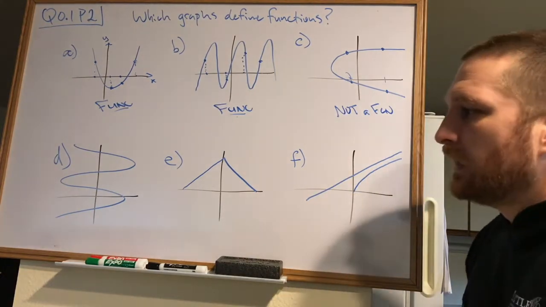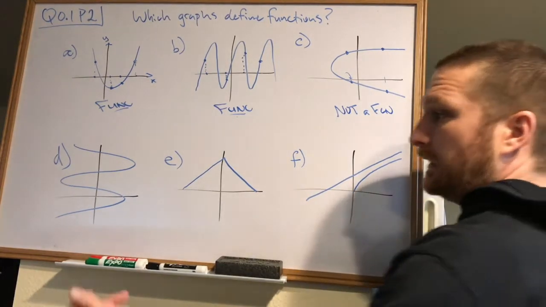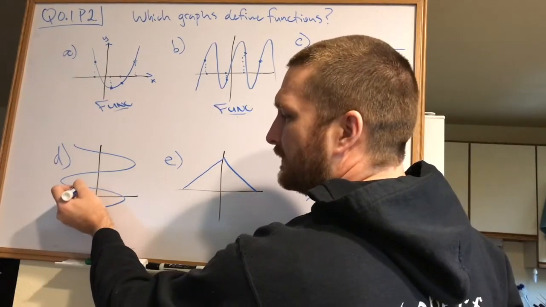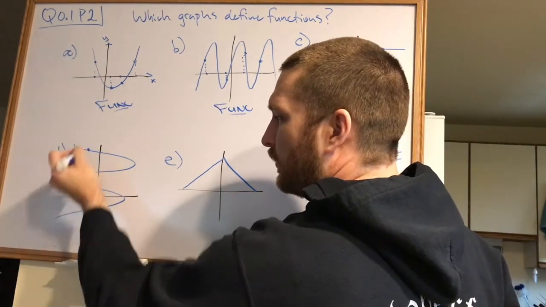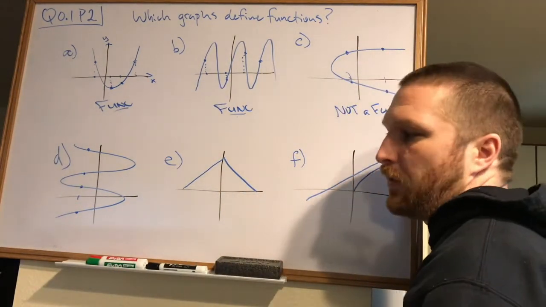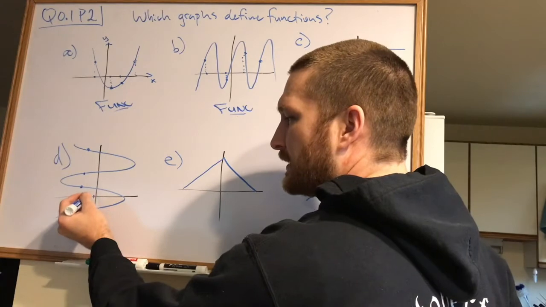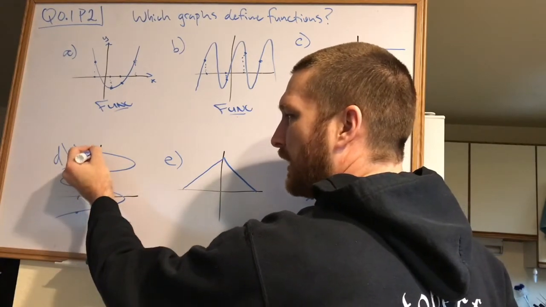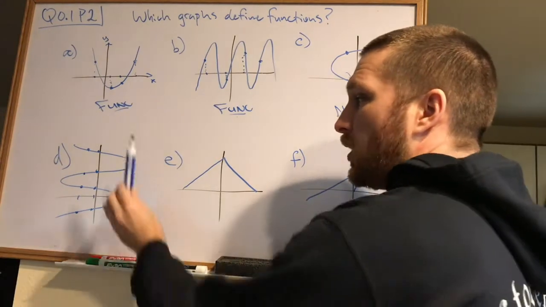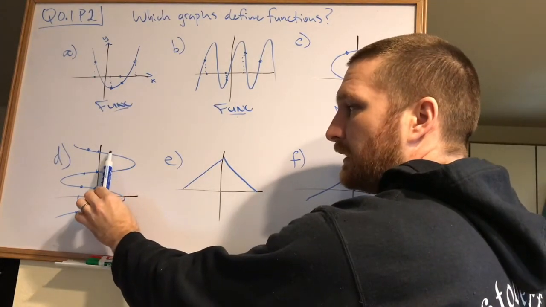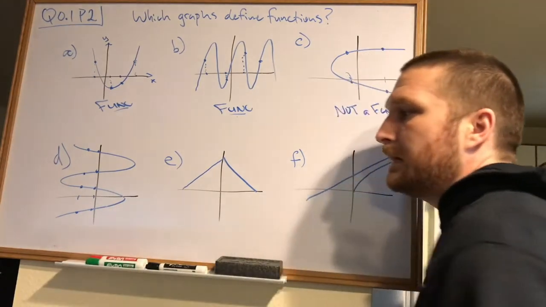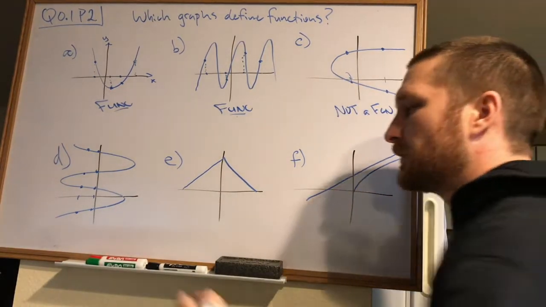Okay, how about D? Well, this one's pretty obvious, right? Again, I can choose any point. How about that point? That input gives me 1, 2, 3, 4 outputs. It's already failed. We could just stop right there, but let's look at a couple other places. This also gives me multiple outputs. Said differently, a vertical line drawn anywhere would intersect it at this point 1, 2, 3, 4 times, right? This is not a function.